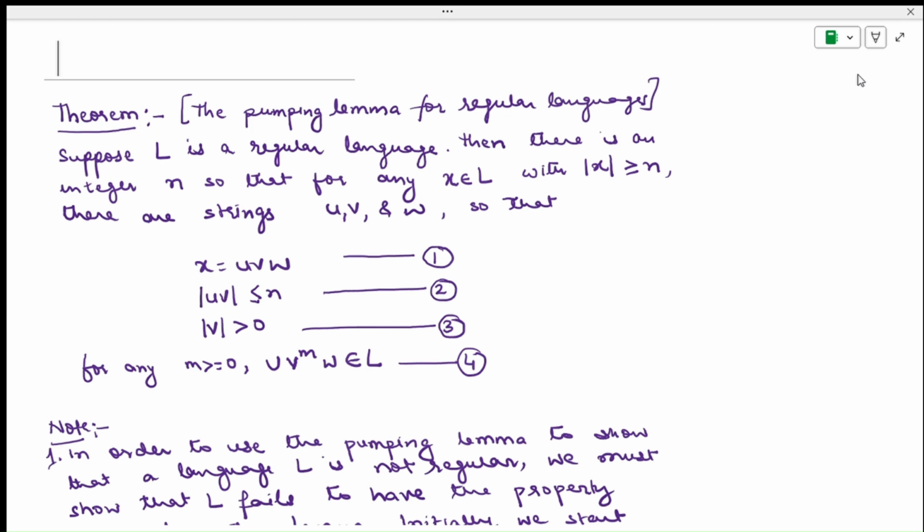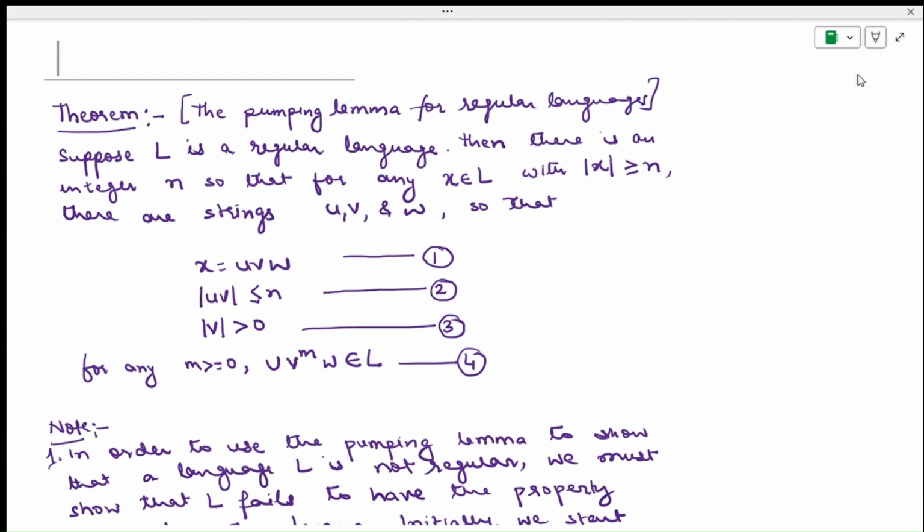Then there is an integer n so that for any x that belongs to L, suppose there is a string x that is in the language L and the length of the string is greater than or equal to some integer n. There are three strings u, v and w so that x is made up of u, v and w. That is, x is the concatenation of u followed by v followed by w. With the condition, this is the first case, first rule.